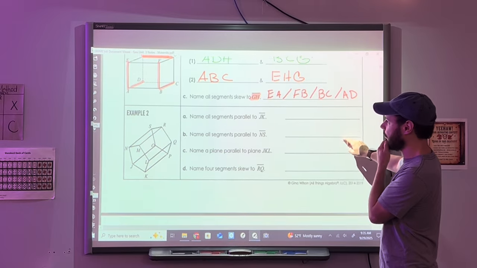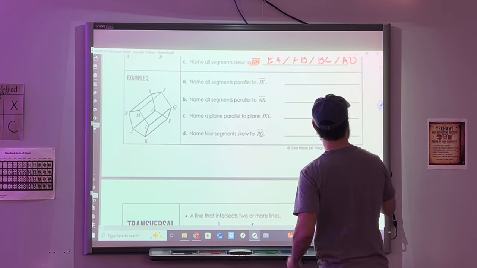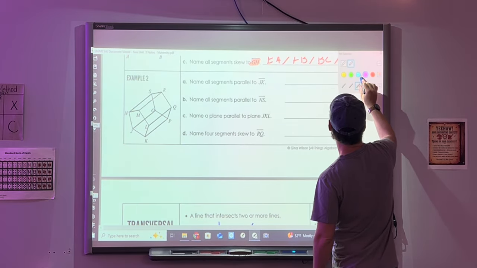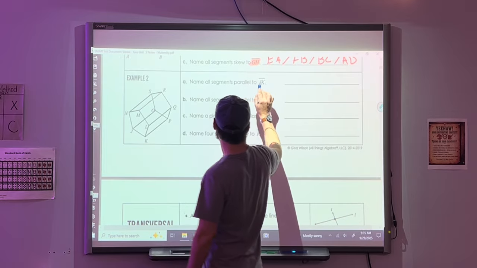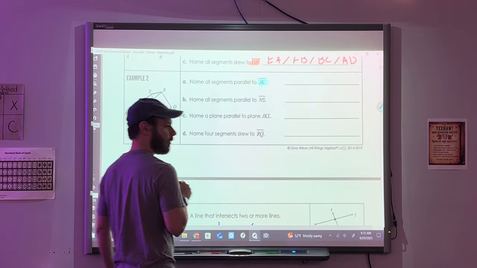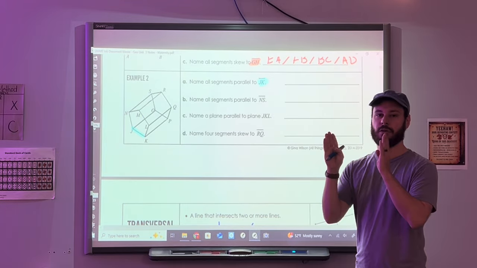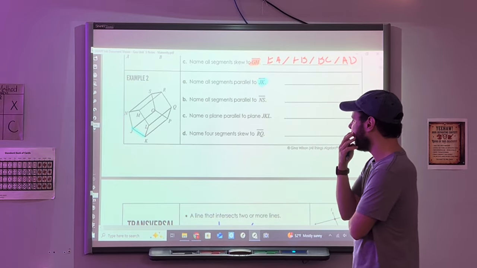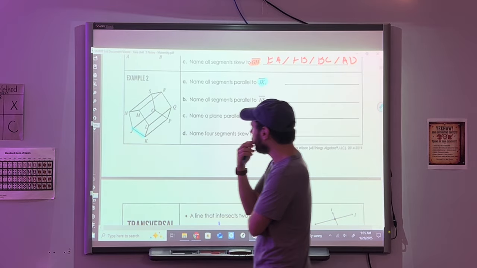Alright, now we have a little bit more of a complicated shape, but the questions are still simple if we take them one at a time. All segments parallel to JK. Well, JK is right here. So I want all segments that are parallel. I want ones that are going in the same direction and will lay flat. Let's see. I only see one.